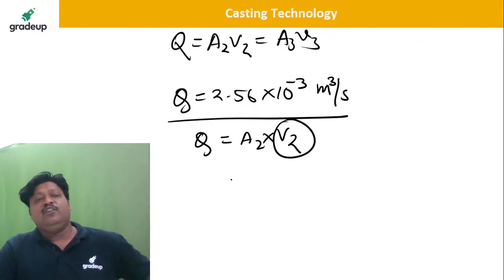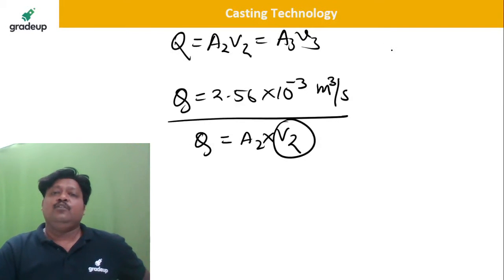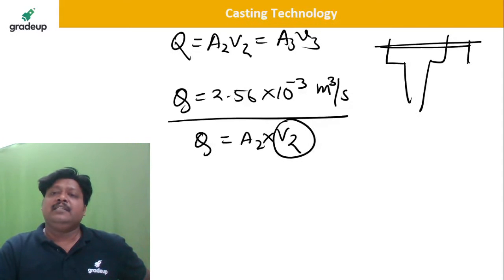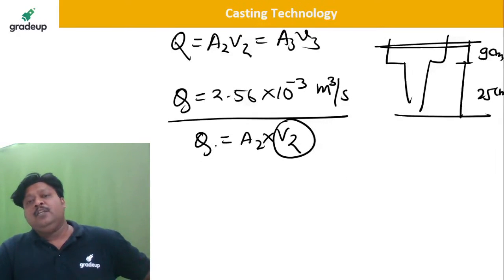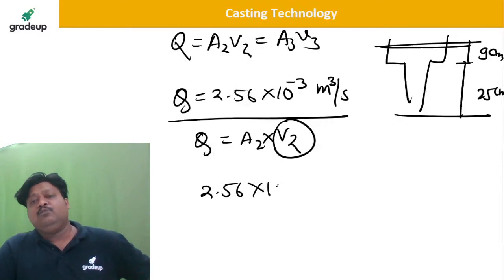So tell me what is the value of V2, because there is a cup height, that is molten metal in the cup up to 9 centimeter, and the sprue length is how much? 25 centimeter. So if I write here, the discharge is 2.56 into 10 to the power minus 3. That will be how much?